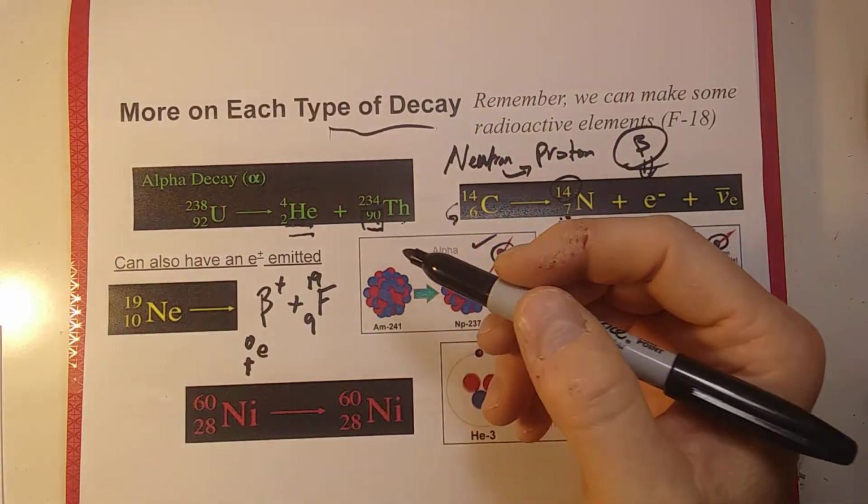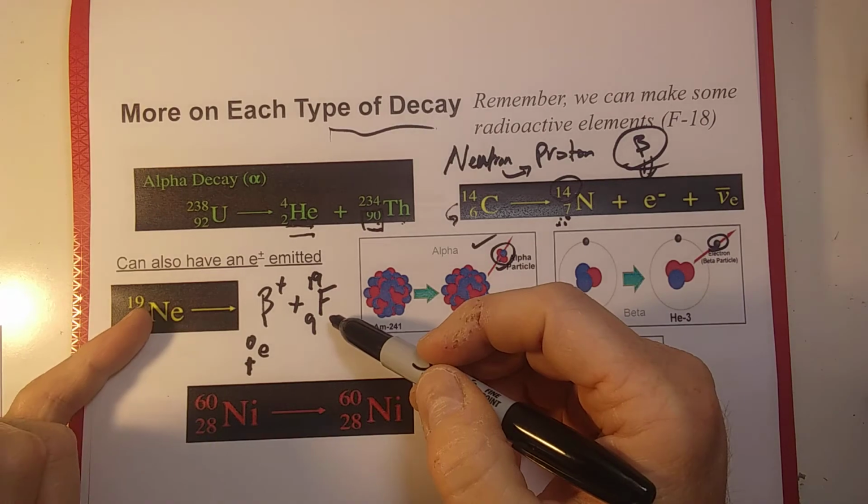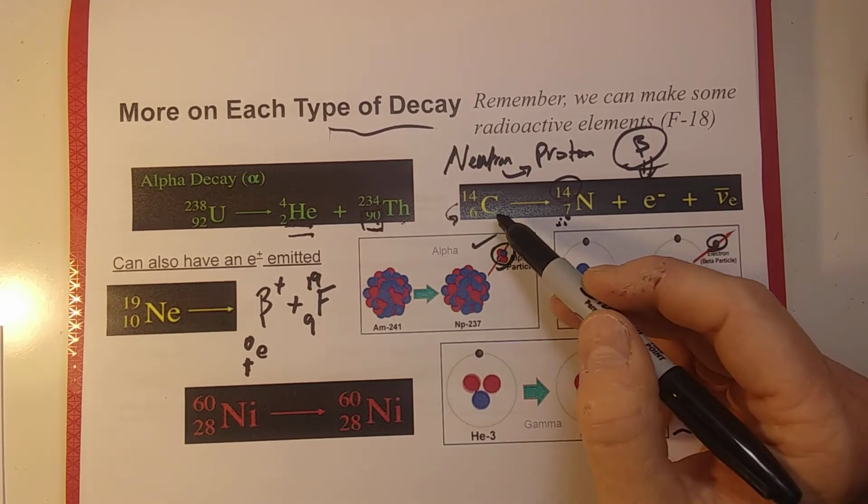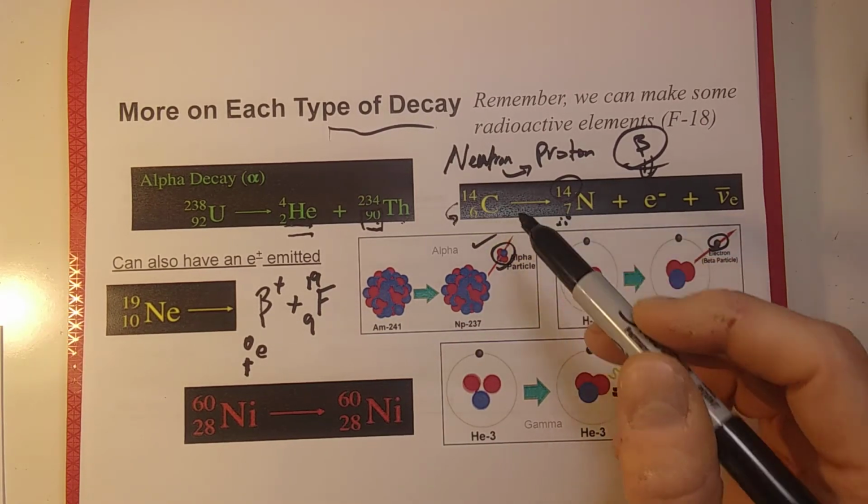Thorium is made from uranium's decay. Fluorine is made from neon's decay. And nitrogen can be made from this carbon-14 decay.